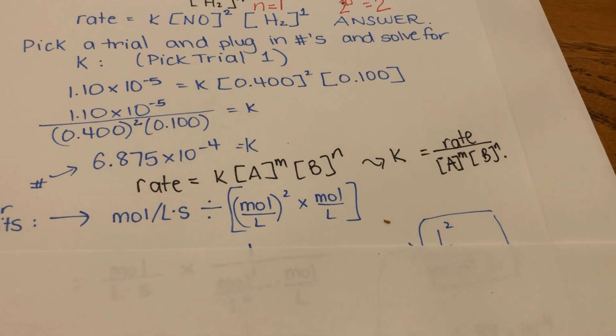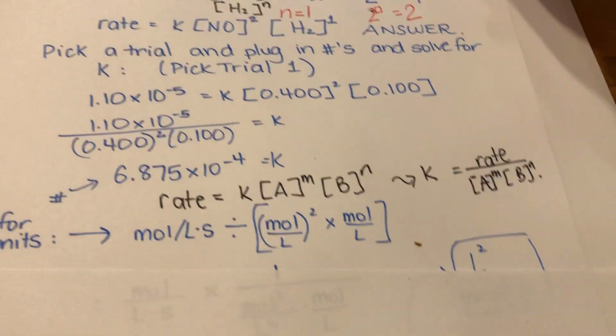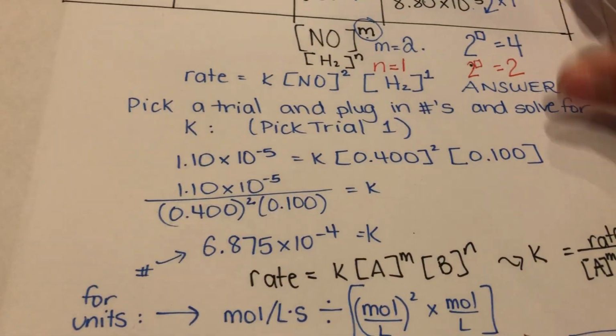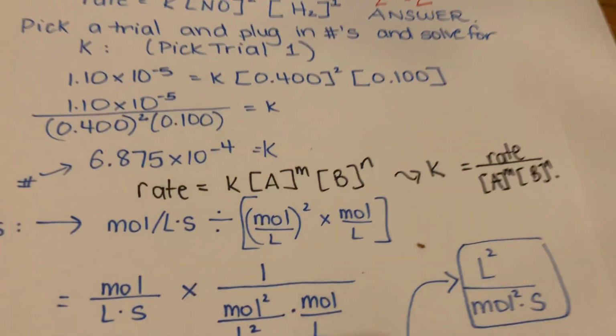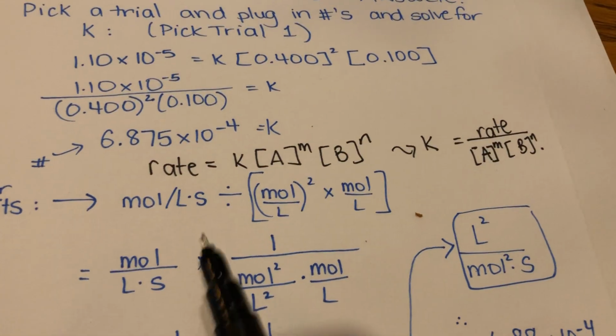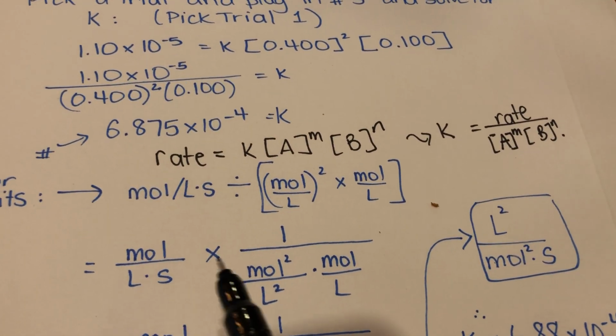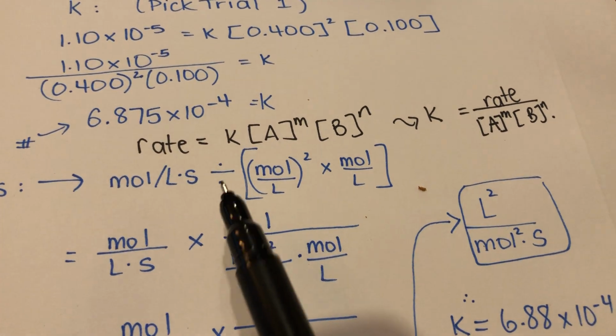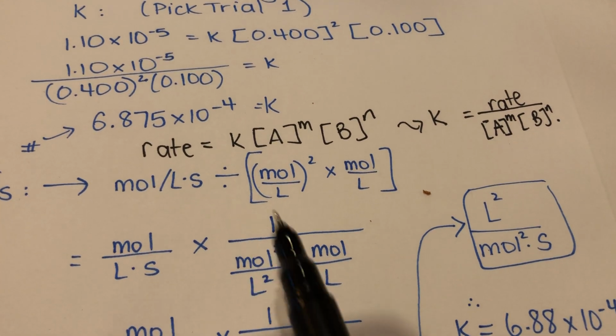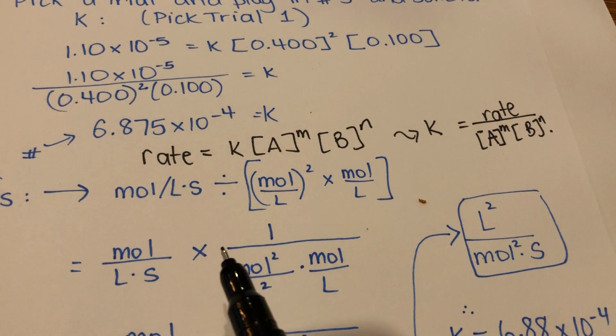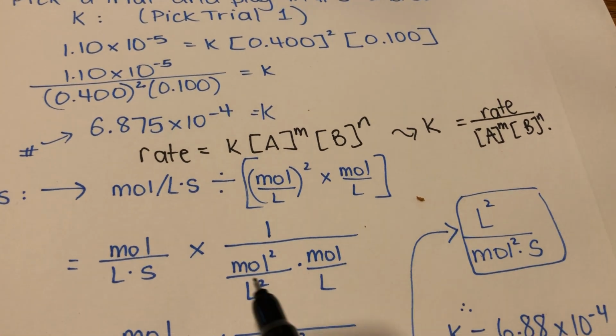Okay, so now it's just simply algebra. Moles per liter times second, and then I changed the divide sign to a multiply sign, and then I flipped it. So I went 1 over all of this.